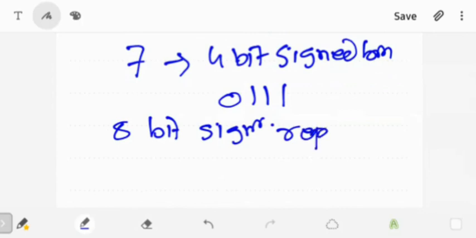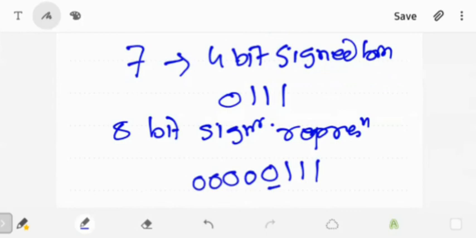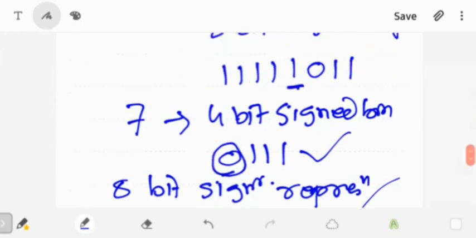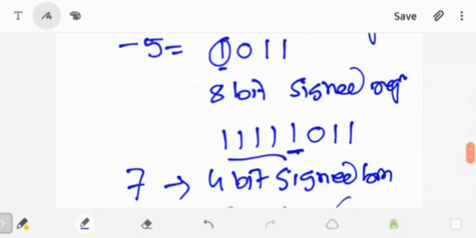8-bit signed representation, what will be the answer? It is 0000 0111. What you have to do? Whatever is there in the signed bit, increase 4 times. Right? Both answers are correct. This is 4-bit representation. This is 8-bit representation. So if the MSB is 0, we increase 0 4 times. In this case, this is 1, we increase 1 4 times. Okay, is it clear to all of you? For 16-bit, increase 16 times.